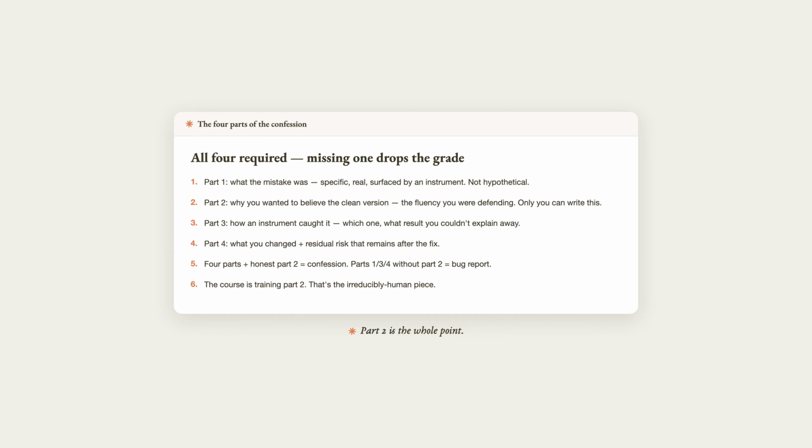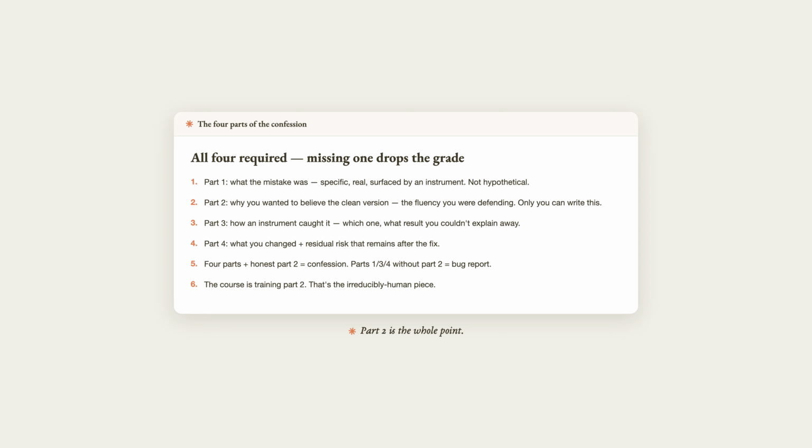Part 2, why you wanted to believe the version that contained it, the fluency you were defending. This is the part only you can write. Part 3, how an instrument caught it. Which instrument, the reliability diagram, the probe suite, the verb audit, and specifically what result it produced that you could not explain away. Part 4, what you changed and what residual risk remains after the fix. Not "I fixed it," what did you change and what do you still not fully control?